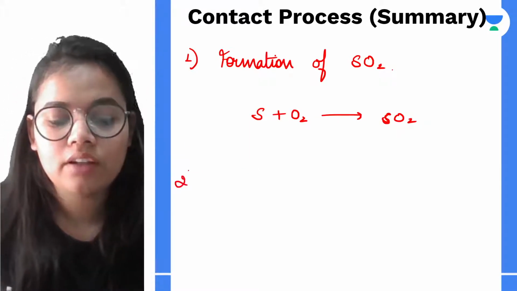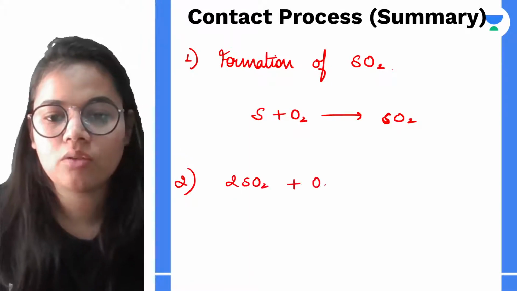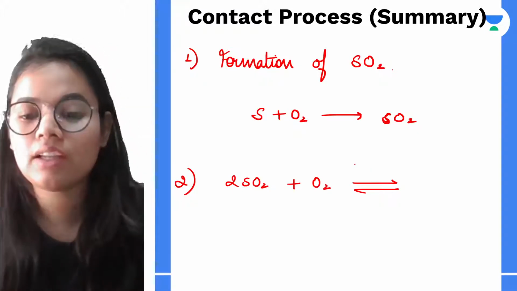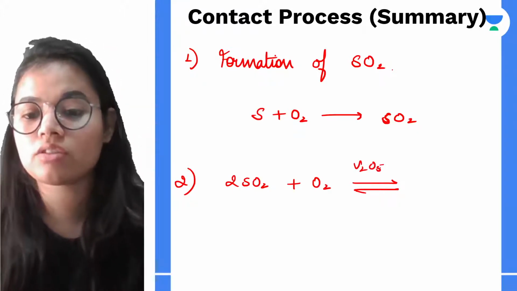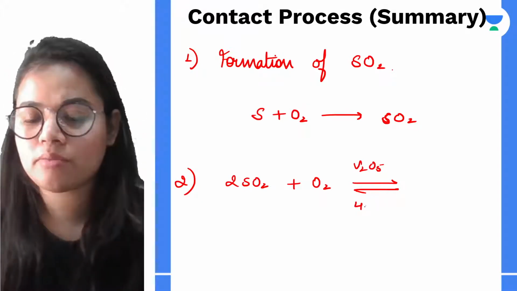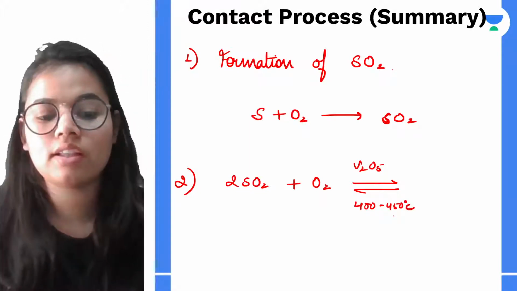After that, the sulfur dioxide goes into oxidation. The catalysts used are vanadium pentoxide or platinum. The preferred one is platinum, and the temperature is maintained in the range of 400 to 450 degrees Celsius.